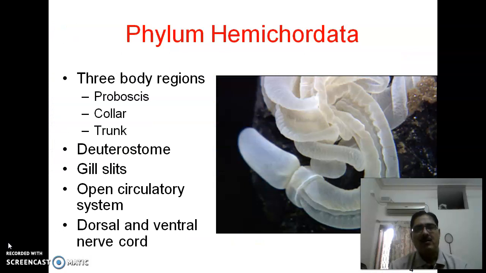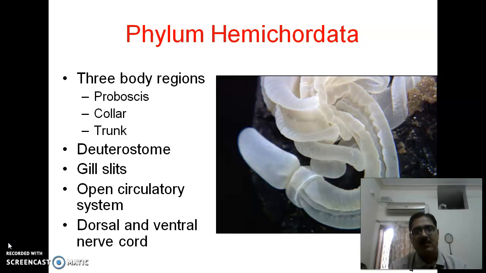The hemichordate has three different body regions: one, proboscis; second, collar; and third, the trunk region. Like echinoderms, they are deuterostomes. It means the anus precedes the development of the mouth. They have gill slits, and unlike the modern chordates, they have an open circulatory system. Open circulatory system means the blood flows inside the blood vessels as well as blood sinuses are present.